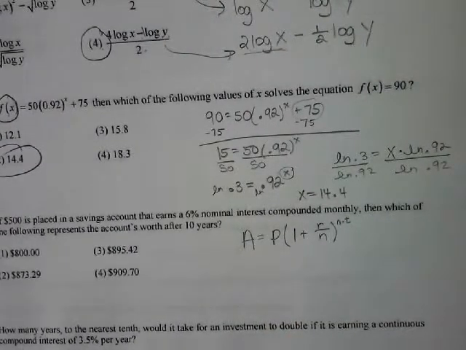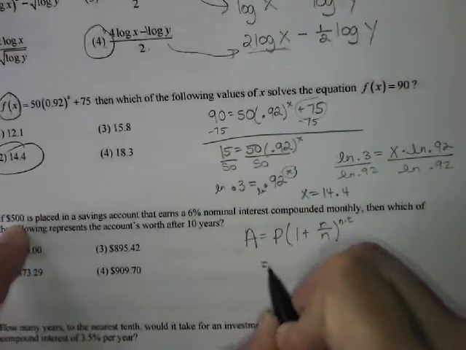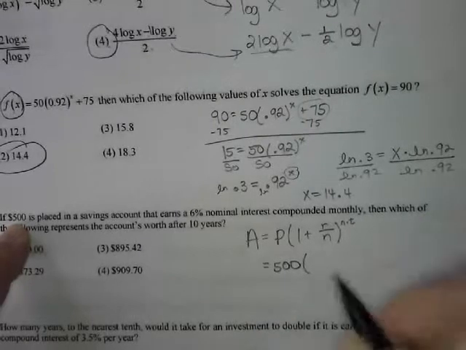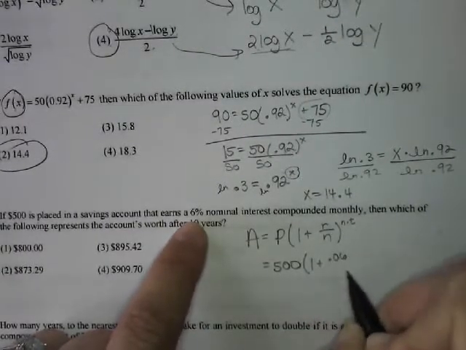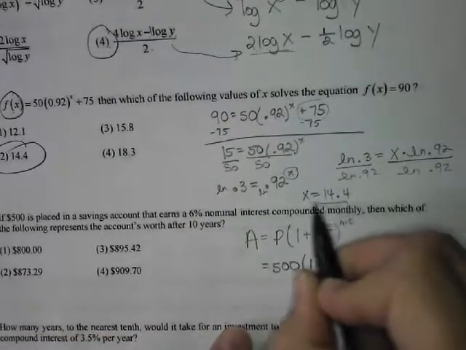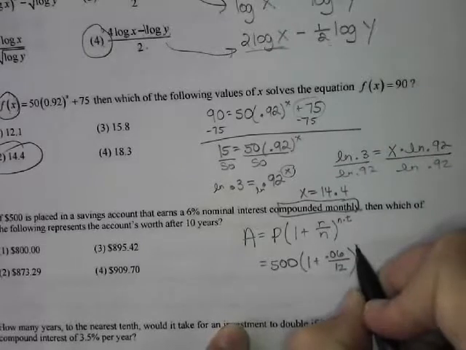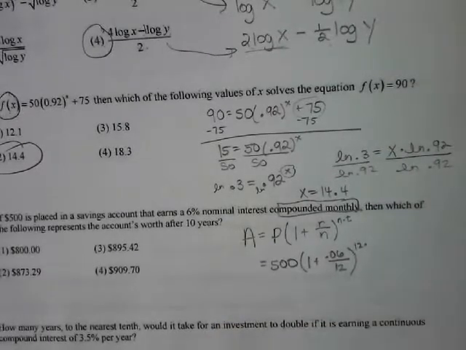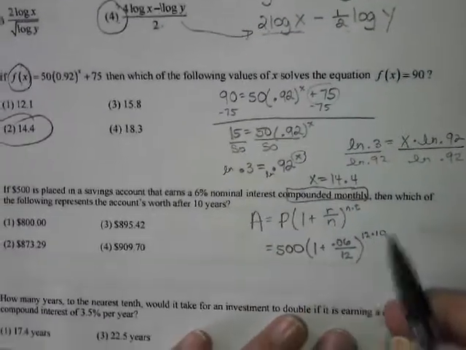So in this case, $500 is put into a savings account, so that's your principal, that earns 6%, so our r is 0.06. Compounded monthly, that tells us we use an n of 12. Raised to the 12 times t. Which of the following represents the account's worth after 10 years? We plug in a 10, and we just type that into our calculator.